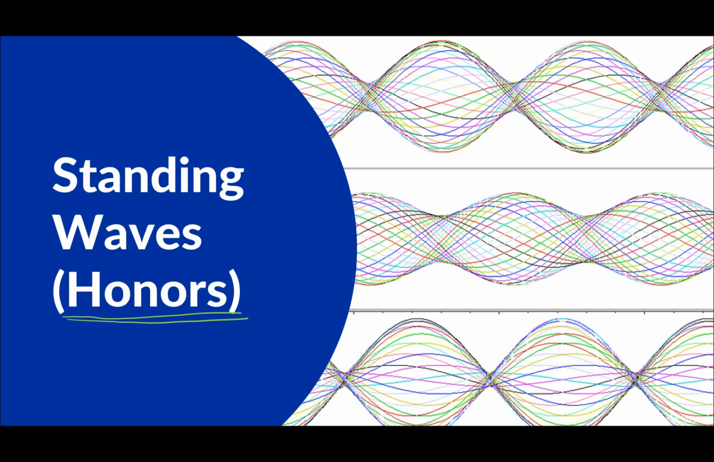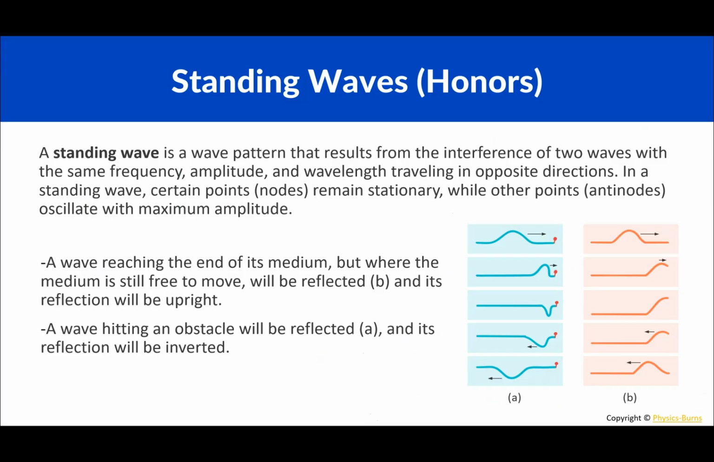Alright, so a lot of information at the beginning. What do I want to say about standing waves? Maybe we'll just go into it. Okay, so a standing wave is a pattern that results from the interference of two waves with the same frequency, amplitude, and wavelength traveling in opposite directions. In a standing wave, certain points, nodes, remain stationary, while other points, antinodes, oscillate with the maximum amplitude.